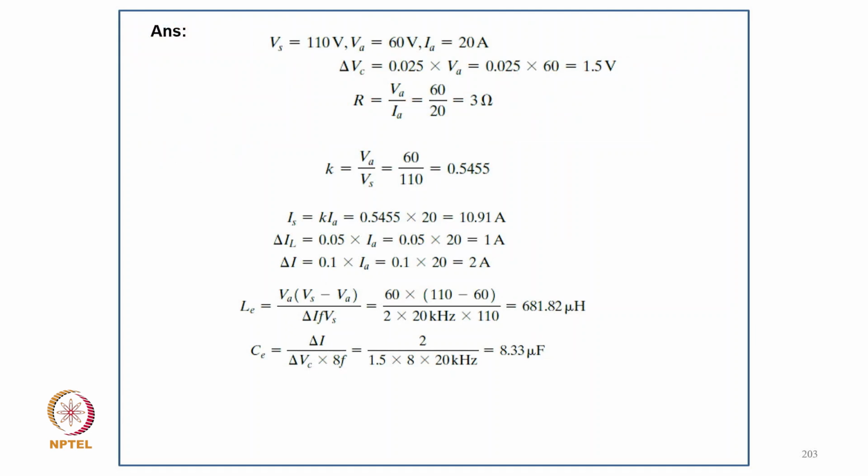So putting all the values here, R equal to Va upon Ia, so it comes 3 ohm, k, the duty cycle, comes around 0.544, and I1 is equal to k Ia, that comes 10.91, delta IL1 is 5% of Ia, that's 1 ampere, and delta I2 10%, that comes 2 ampere, and L equal to (Va minus Vs minus Vf) upon delta I into fs, that comes 81.82 microhenry, and C equal to delta I upon delta Vc times 8 delta f, it comes 8.33 microfarad.